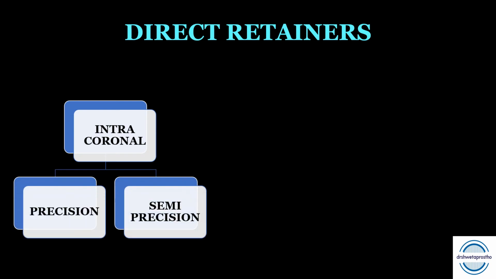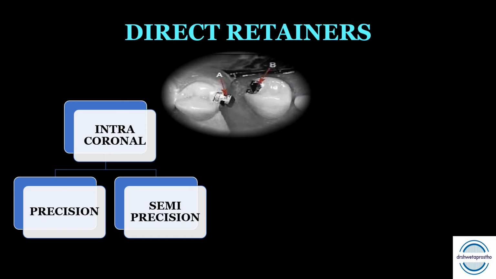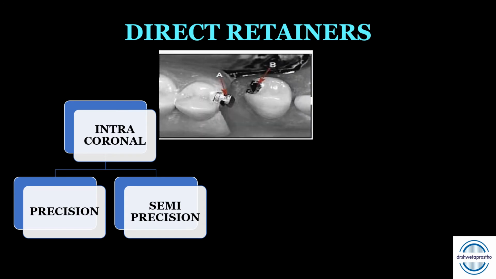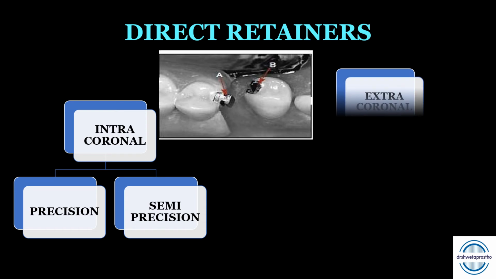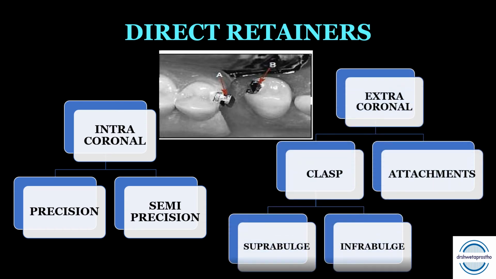The intracoronal direct retainers are the retainers which are placed within the contour of the crown. They can be precision and semi-precision. P for precision, P for prefabricated. While the semi-precision, they are available in wax or acrylic which are casted and then they are placed in the tooth. The extracoronal retainers can be clasp assemblies or the attachments.